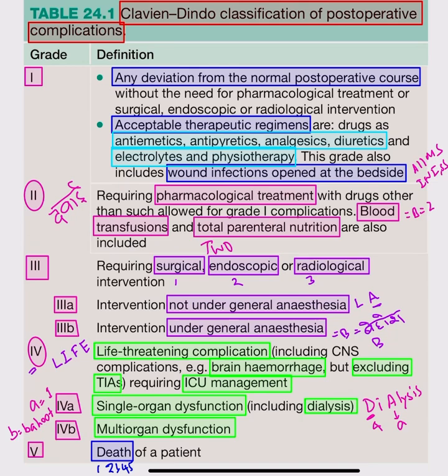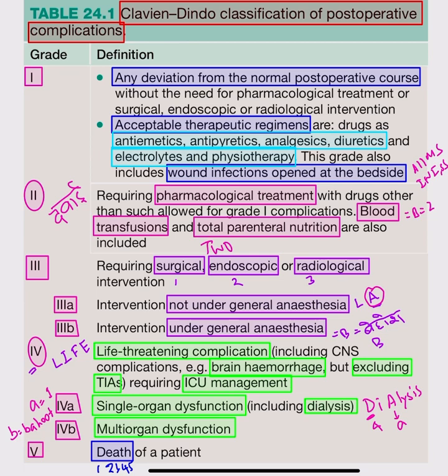Okay, so now come to grade 3. Grade 3 is if you have to use 3 types of intervention: surgical, endoscopic or radiological. As I said, it's A and B. A is under LA, local anesthesia, so if you do it under LA, it's 3A. If you do it under general anesthesia, that is under behoshi, B is for behoshi, so under GA it is 3B.